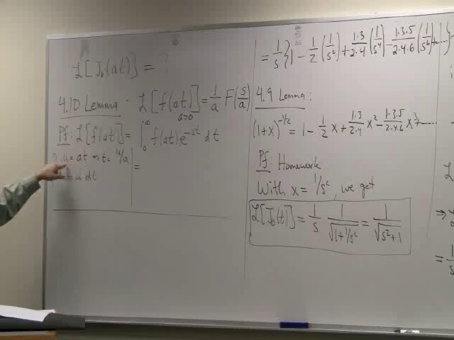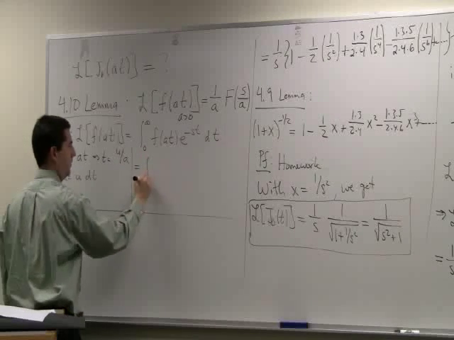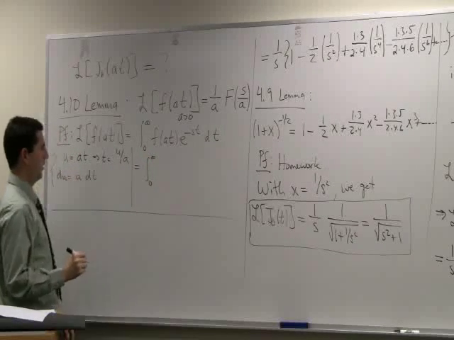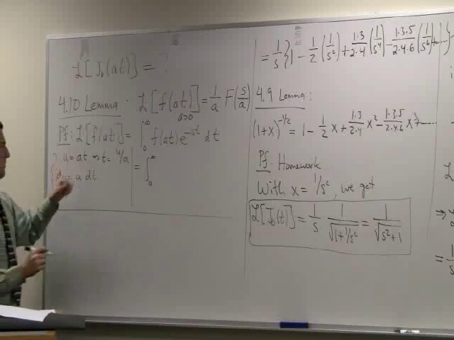Okay, so as t goes to infinity, so does u, so it's still an integral from 0 to infinity. f of at becomes f of u.